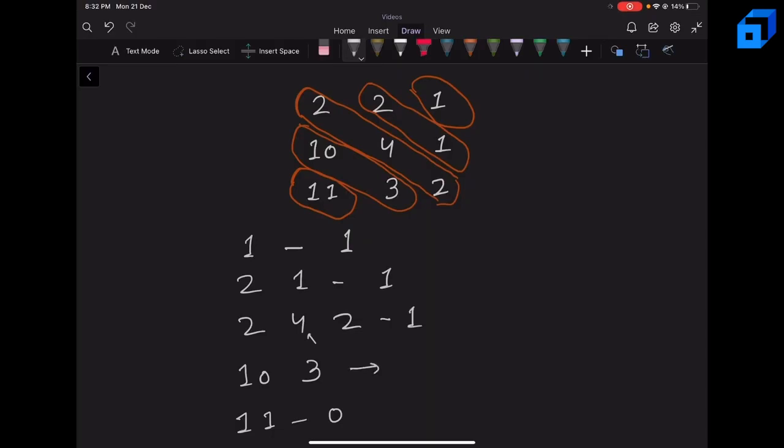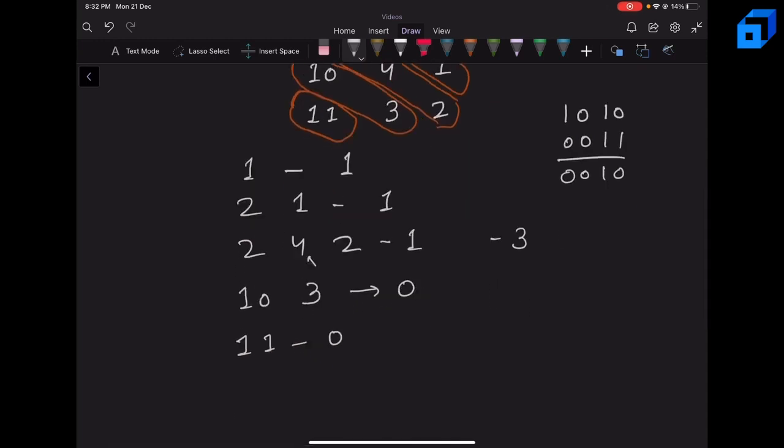Now for 10 and 3, the binary representation of 10 is 1 0 1 0 and the binary representation of 3 is 1 1. So the bitwise AND is 0 0 1 0, that is 2, so it is greater than 1. So it requires 0 operations here. So the total number of operations required is equal to 3.